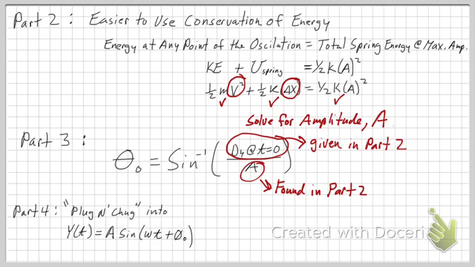Okay, so once I get part 3 and part 2, then I know every single thing in this equation. And so I just plug in the time that they want. I've got theta naught, omega, and amplitude, so I've got my full expression, my function for vertical displacement versus time. So that is seriously a plug and chug, assuming that you got parts 1, 2, and 3 correct.